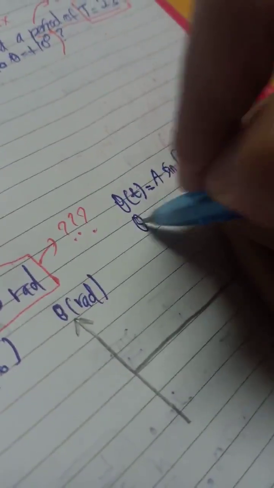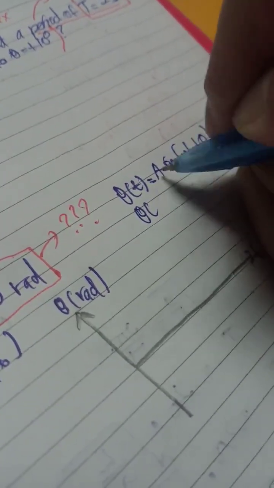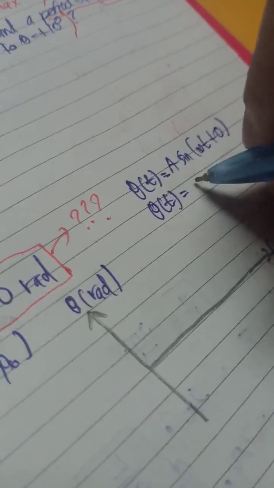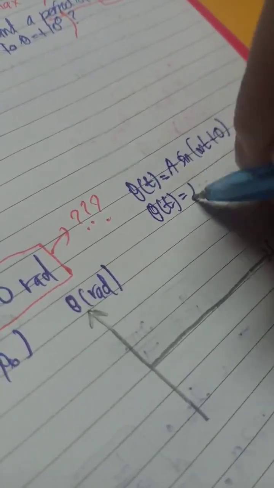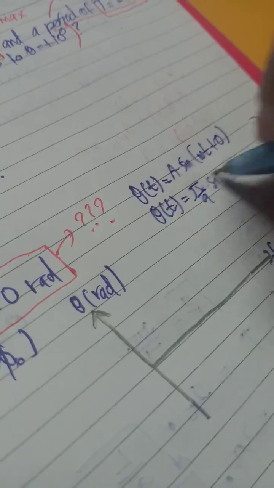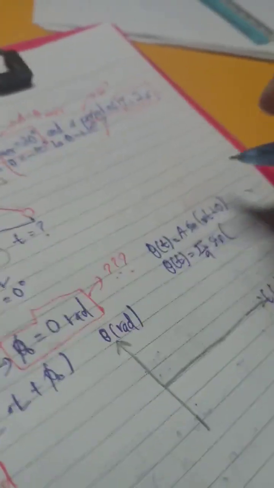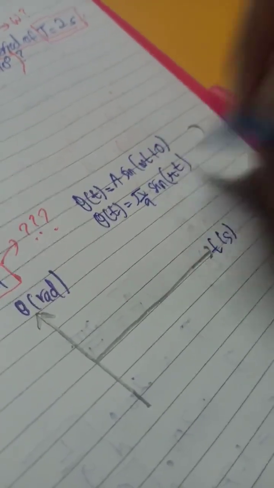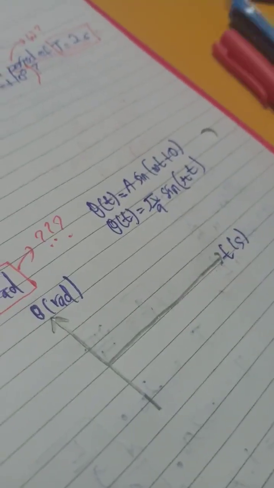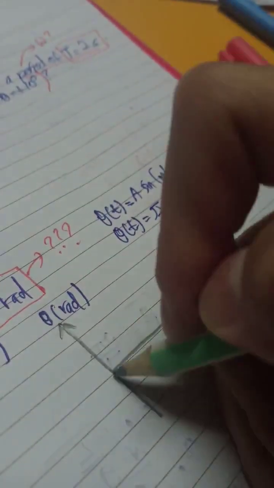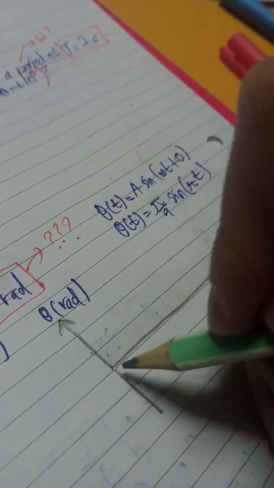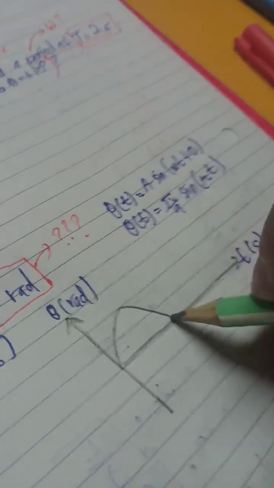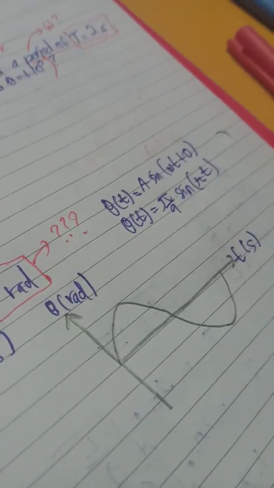So we substitute A and omega, and we get that theta t is equal to A, which is pi over 9, sine, and omega is equal to pi, t plus 0. Okay, that means that the graph will start at the bottom here, then go up, and then move down and up back.